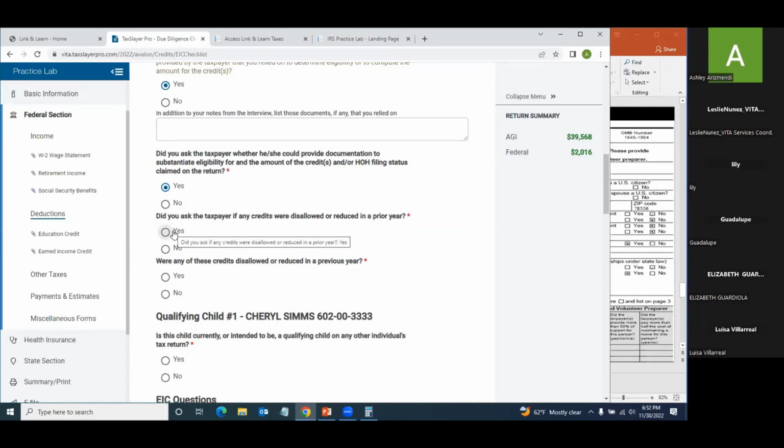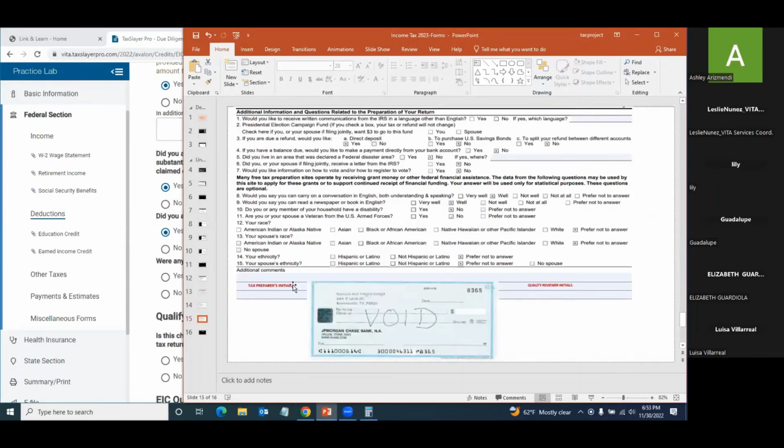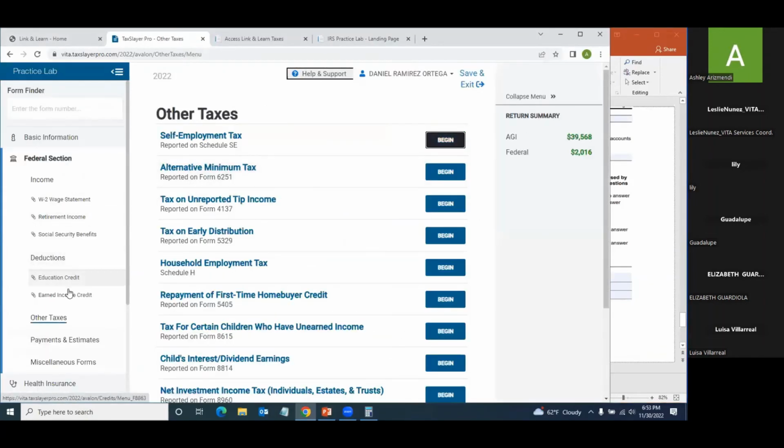Did you ask the taxpayer if any credits were disallowed or reduced in the prior year? Of course, once again, those questions we would ask if the taxpayer was in front of us, since we are dropout services. Everything we're getting the information and that they're signing is on this form. So when they sign the end of this form, they're stating that everything that they have on this application is accurate and true.